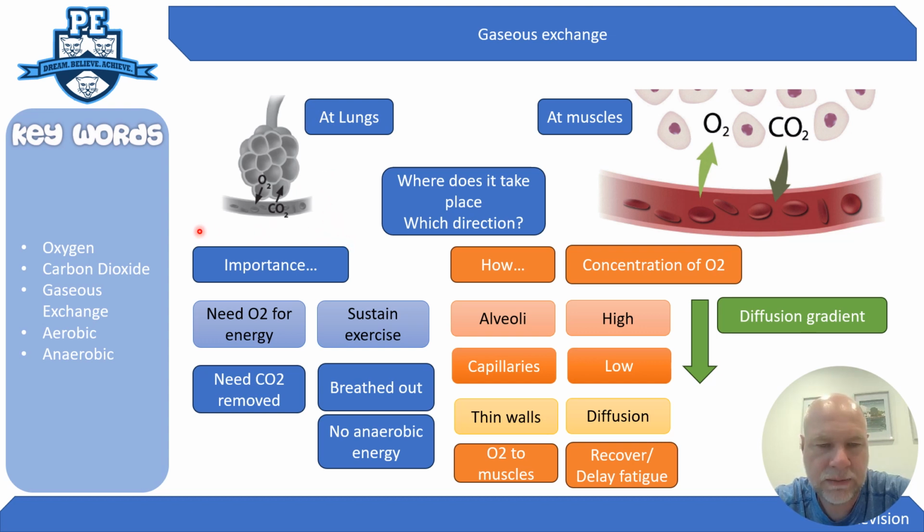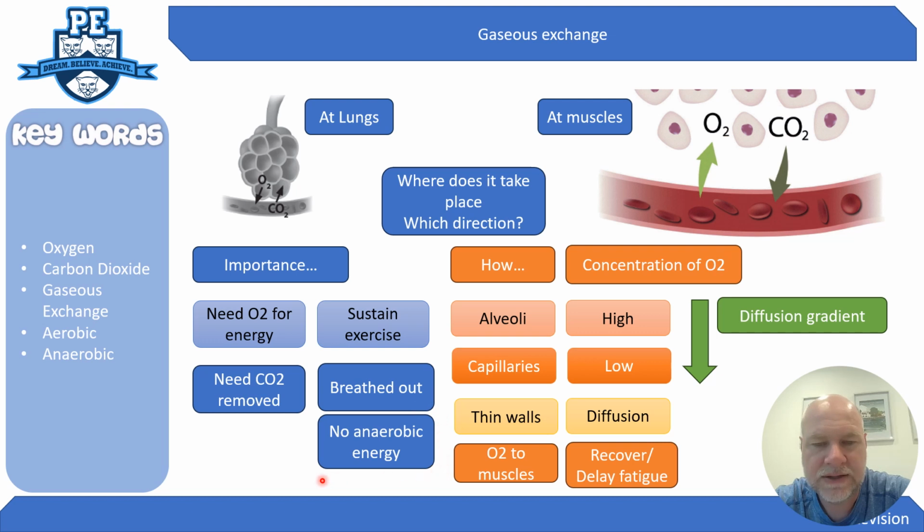Now, why and the importance of it? Why does that happen? Well, we need oxygen for energy. We've talked about this many a time now. Oxygen is diffused into the red blood cells, into the bloodstream, and it's needed for energy at the working muscles, and we do that to sustain our exercise. We need to remove carbon dioxide, and therefore we breathe it out.